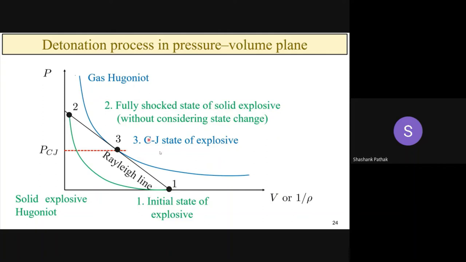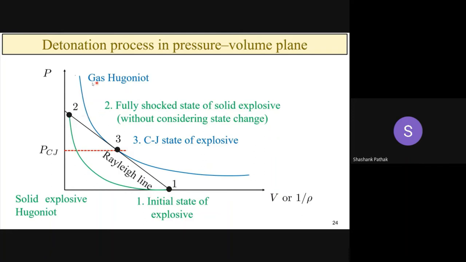But in reality, what is happening? There is a solid explosive which starts burning, or combustion starts, explosion starts. It goes to this location, which is the CJ plane. After the CJ plane, there will be a sudden jump in the pressure. So once there is a sudden jump in the pressure, it will move to the gaseous Hugoniot, and then it will follow this particular curve, the gaseous Hugoniot curve, at the time of explosion.